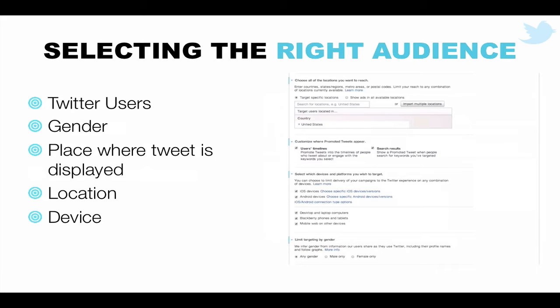When it comes to selecting the right audience, in addition to targeting based on all of the things that we've been through previously, you can also target your Twitter ads based on location, the type of device that is being used by a Twitter user, and the gender of the user. You can also specify whether promoted tweets should appear in a user's timeline or in search results, or both.